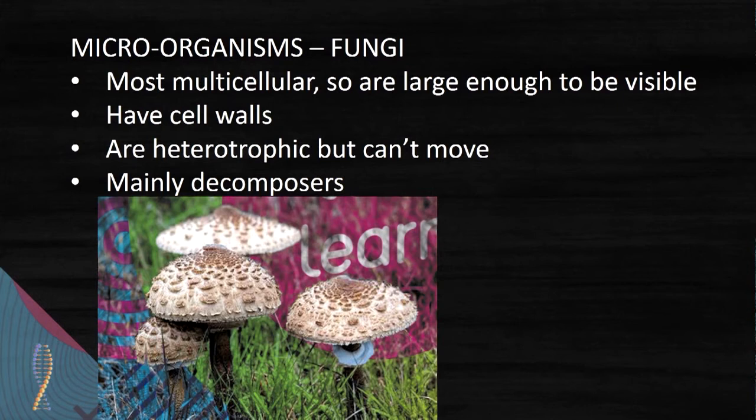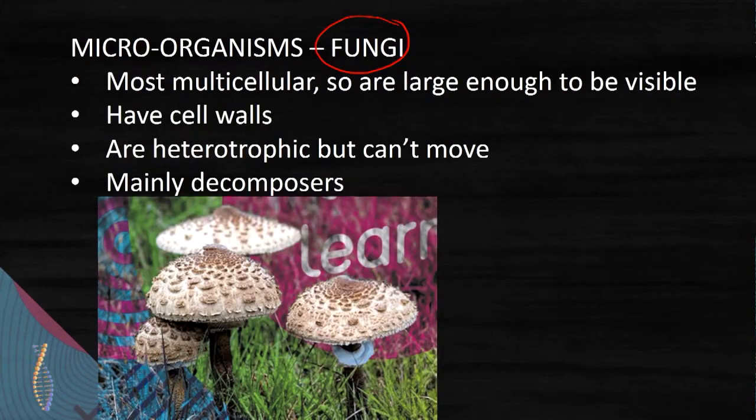The third kingdom of microorganisms is the kingdom fungi. Now, these are larger organisms because they are multicellular. They have cell walls, in other words, making them similar to plants, but they can't make their own food. They are heterotrophic, so they have to get food from elsewhere. And luckily for us, most of them are decomposers, even though some of them do attack humans and other animals.